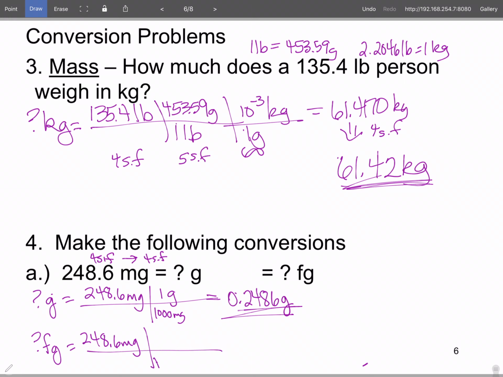I'm going to say that 1 milligram is 10 to the minus 3 grams. And 1 gram is 10 to the 15th femtograms. So that means we end up with 2.486 times 10 to the 14th femtograms. Now, could you write that out with zeros?